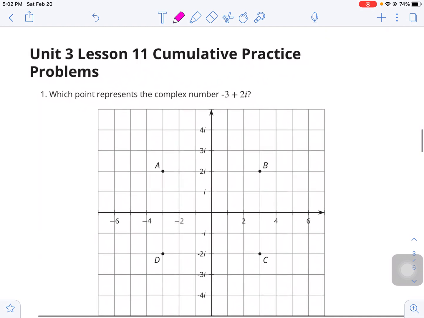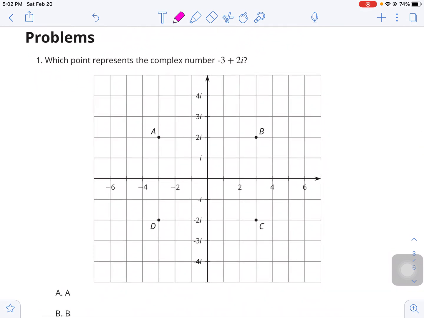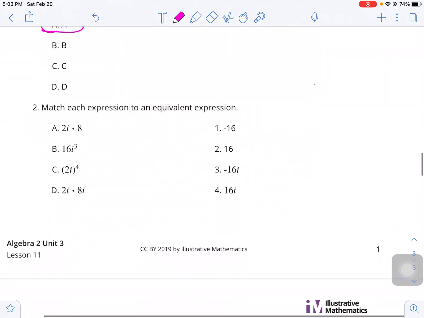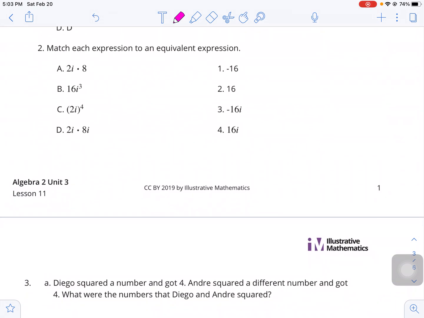Lesson 11, which point represents the complex number negative 3 plus 2i? So we're going to go over negative 3 on our real number line and go up to 2i here. So it's letter A for number 1. Number 2 says match each expression to an equivalent expression. So 2i times 8, we can rearrange that and make it 8 times 2i, which is just 16i then. So 16i is number 4, so we'll match that up with number 4.